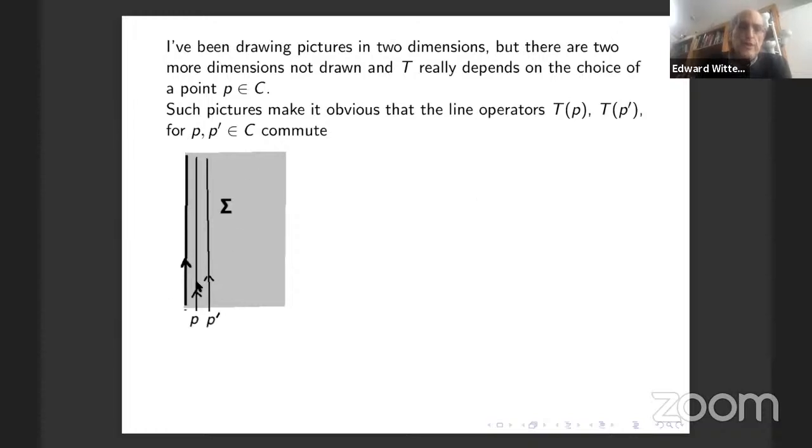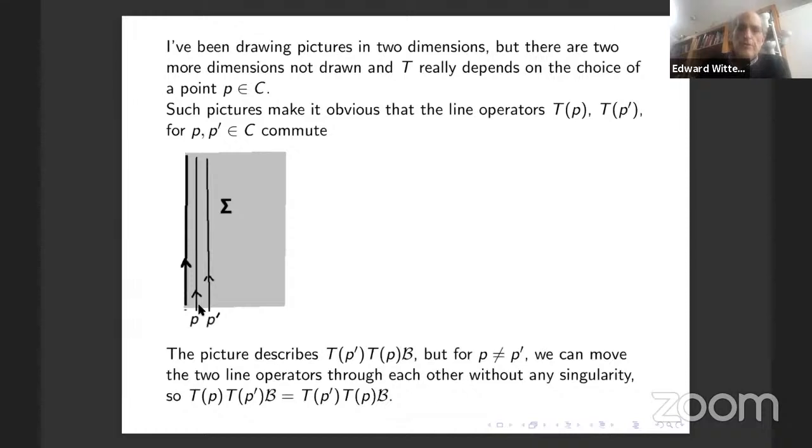In a purely two-dimensional picture, it looks like we'd have trouble moving this line to the left of this one. We might meet a singularity. But in 4 dimensions, it's obvious there's no singularity. The picture describes first acting with T of P on sigma to make T of P times B, and then acting with T of P prime on the composite to make this.